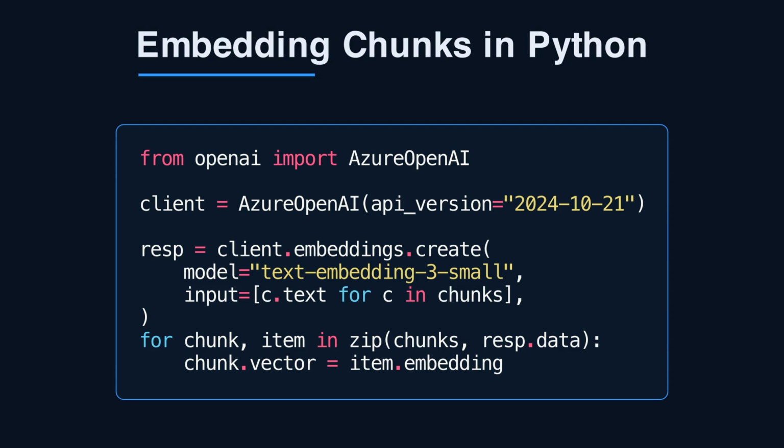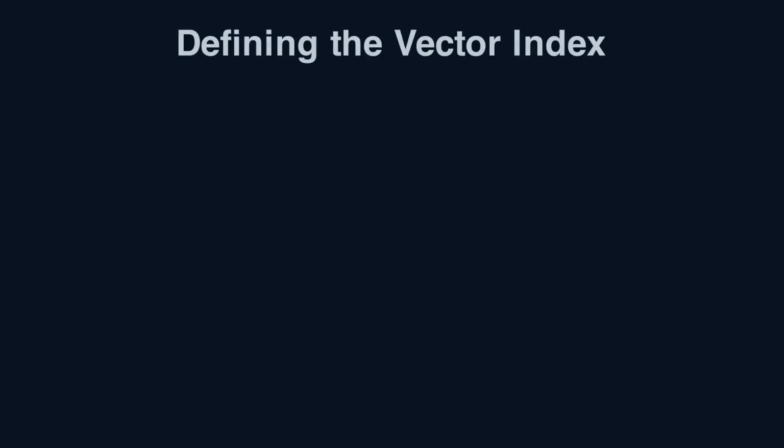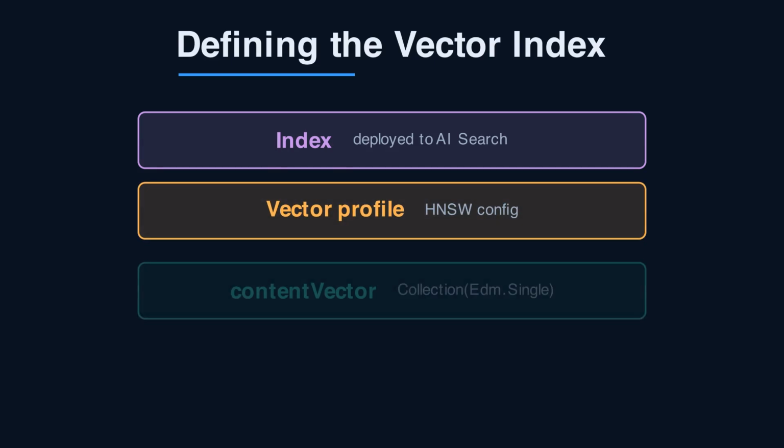Watch for rate limits. Wrap the call with retry and exponential backoff, because at scale you will hit the tokens per minute quota on your deployment.